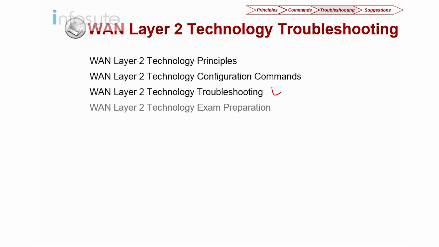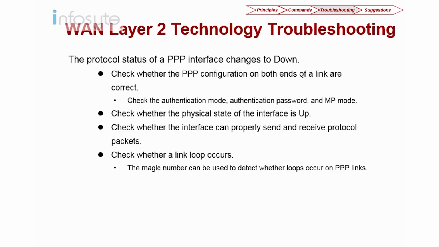All right, so we just completed all the configuration. Now on the troubleshooting, we look into the overview. Just now we looked into PPP, PPPoE, and frame relay. All this requires you to know the technology very well. On a high level, if the protocol status of the PPP interface changed to down, what you can do is check the PPP configuration. Remember that the link of both sides has to be up, and check for authentication problems.